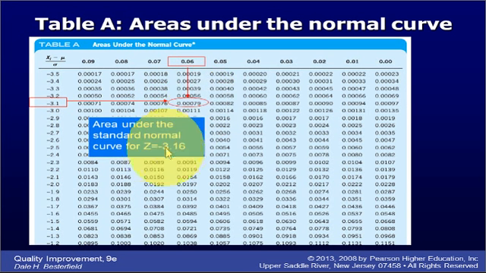For example, I want you to find the area under the standard normal curve for z equals -3.16. You need to first locate this z in the table, which is -3.1. This 1 is the first digit after the decimal point, and this 6 is the second digit after the decimal point. This column and this row locate the value 0.00079, which is the area under the normal curve for z equals -3.16.